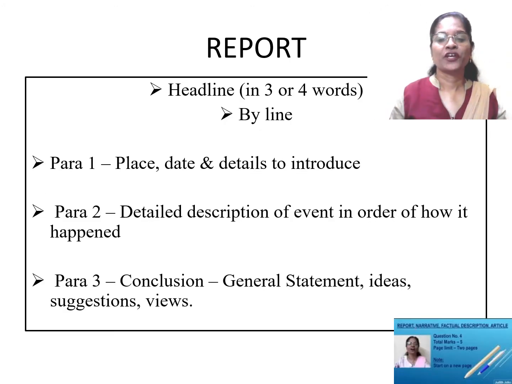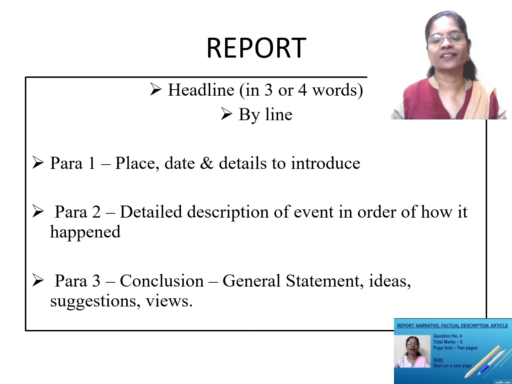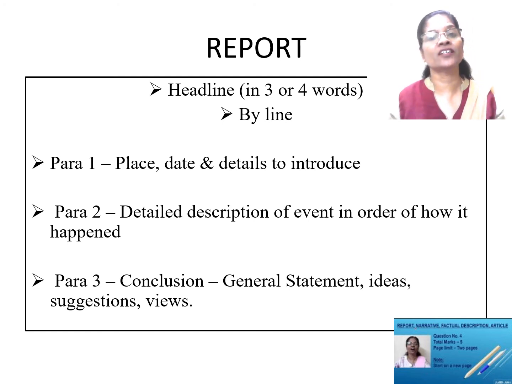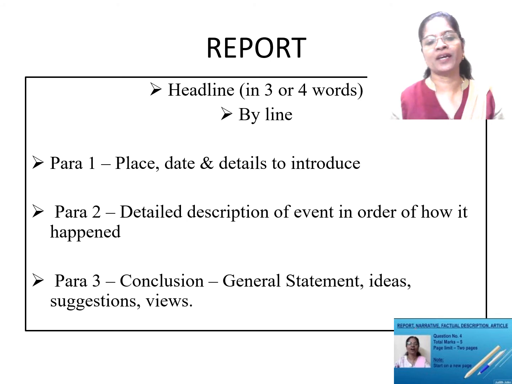Report. Report writing also, I have given detailed explanation in another session, the link of which you can see here below. You can click on that to see more. For a quick glance, it's like this. The headline in 3 or 4 words with the byline, who wrote it. The next line will be that. In paragraph 1, you're going to give the place, date, and details to just introduce. In second paragraph, detailed description of the event in order of how it happened, chronological order. That's important, just keep in mind.